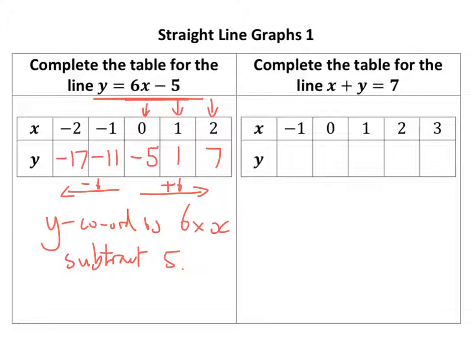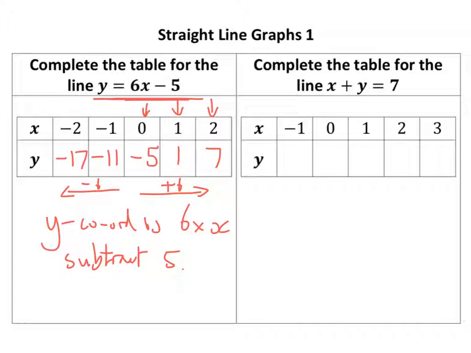Let's just check. Negative 1 times 6 is negative 6. Take away 5, negative 11. Negative 2 times 6 is negative 12. Subtract 5 is negative 17. There you go. And when you plot those coordinates, they should all be in a line.